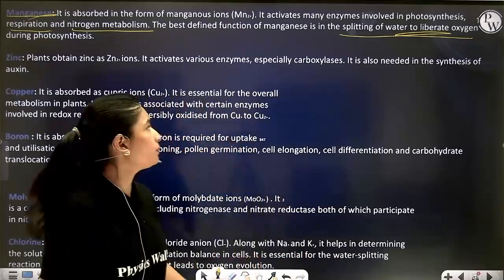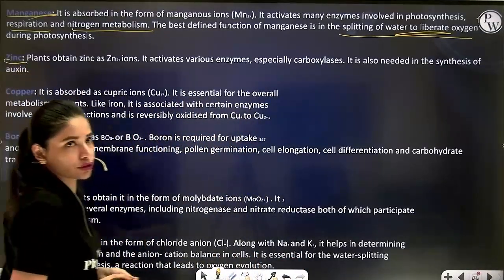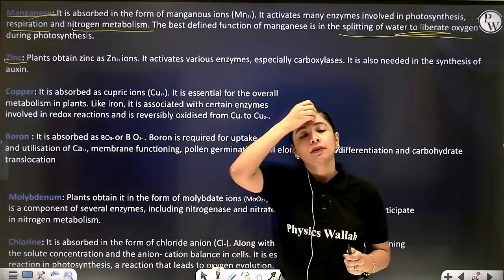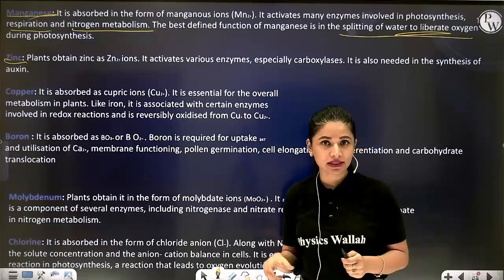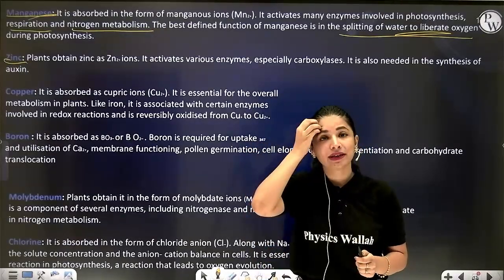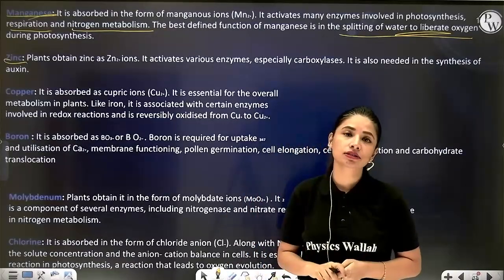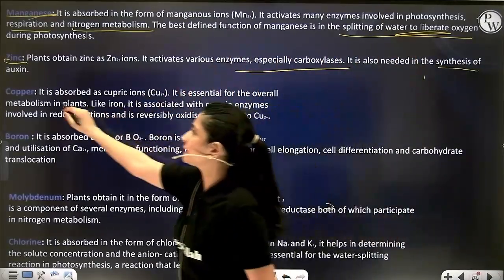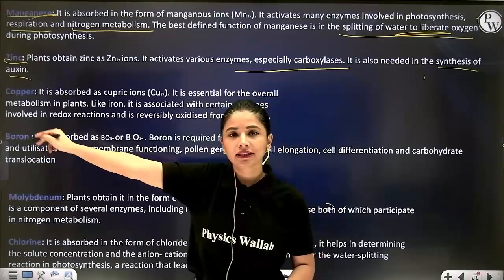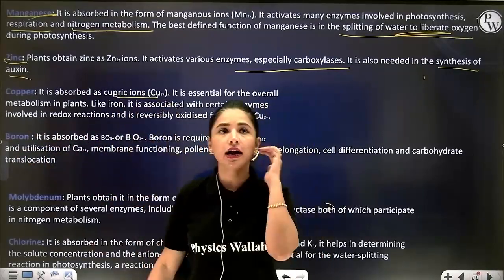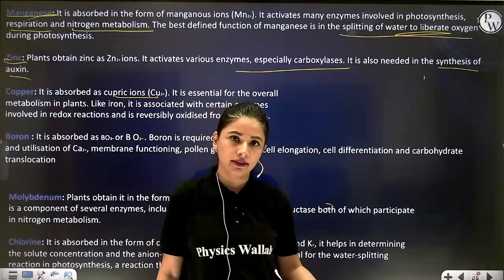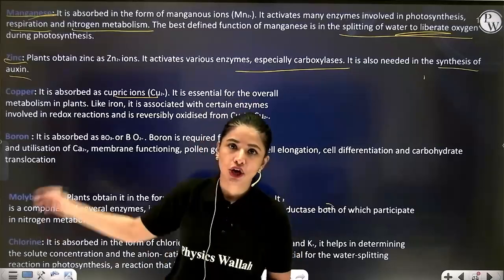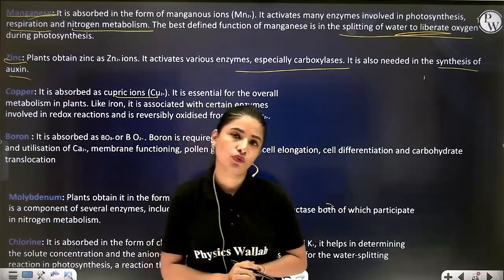Okay, moving ahead with the next, zinc. I already told you about zinc. Zinc is absorbed in the form of zinc ion, and it plays an important role in activating enzymes like alcohol dehydrogenase as well as carboxylase, and it also allows the synthesis of auxin. Right? Copper. Copper is absorbed mainly in the form of cupric ion, and like iron, it is also involved in redox reactions. Wherever oxidation reduction has to take place, copper plays an important role over there.